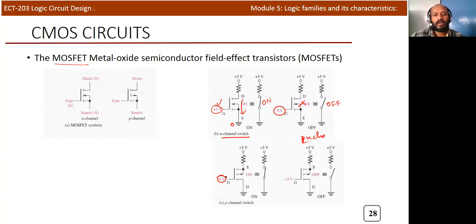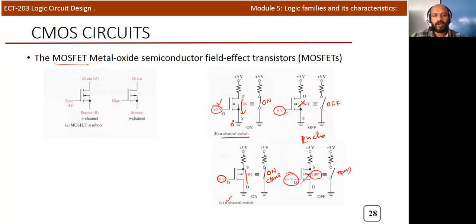Anyway, the only thing you should check here is that the gate terminal is at 0 potential, so it will be in the on condition. It will act as a closed switch. Okay, so there will be a current flow through the transistor. Now, if you take the other case, in the P channel MOSFET, when you apply plus 5 volt at the gate terminal, this P channel MOSFET will be in the off condition and you can see an open circuit. There will not be any current flow through the transistor.